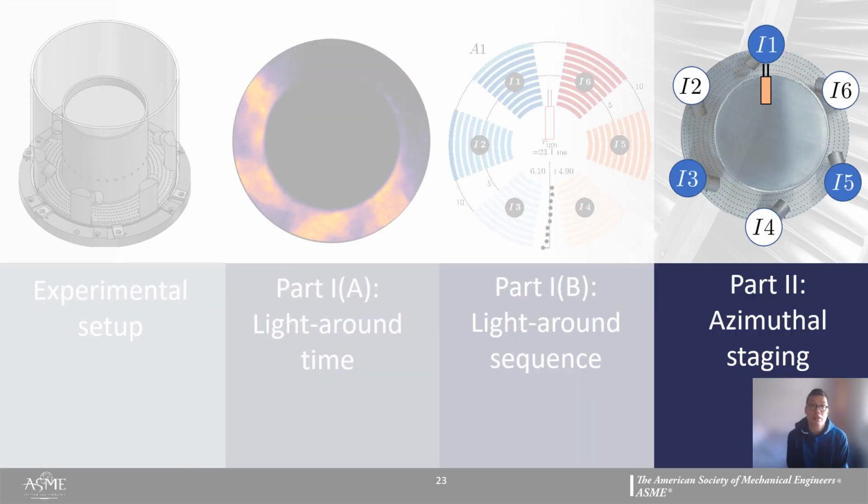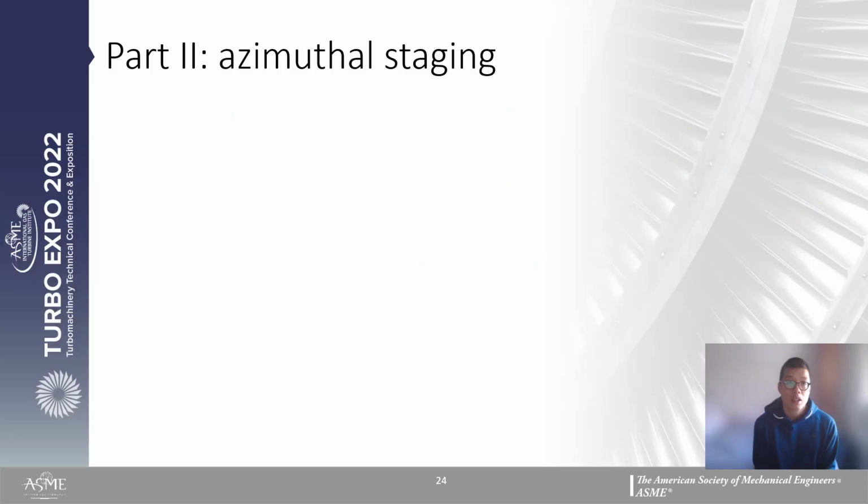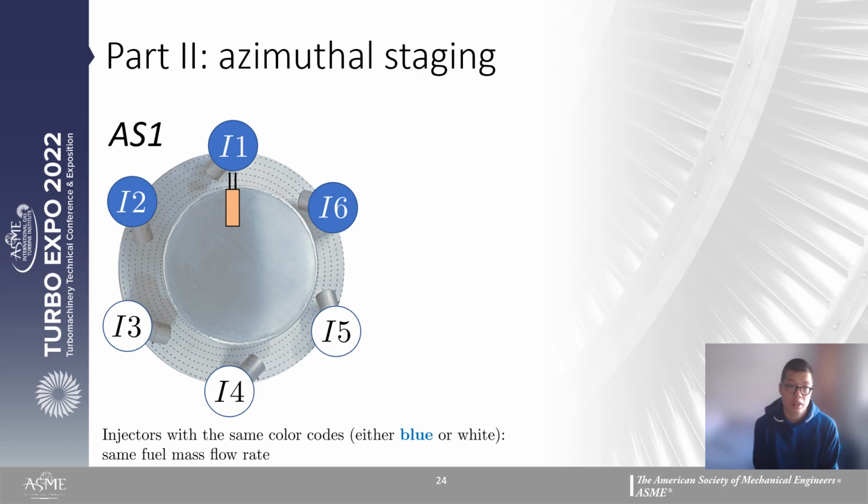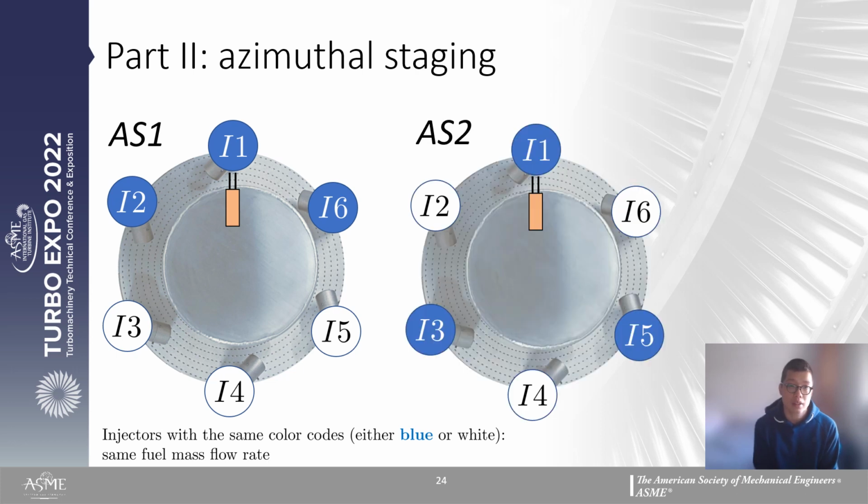Now, in the second part of the presentation, we will be discussing the impact of azimuthal staging on ignition dynamics. Two different azimuthal staging configurations are considered. In AS1 on the left, we have a different fuel mass flow rate for each half of the annulus. Hence, the top and bottom half of the injectors have different color codes, blue and white. In AS2 on the right, two different fuel flow rates are alternated with every second injector.